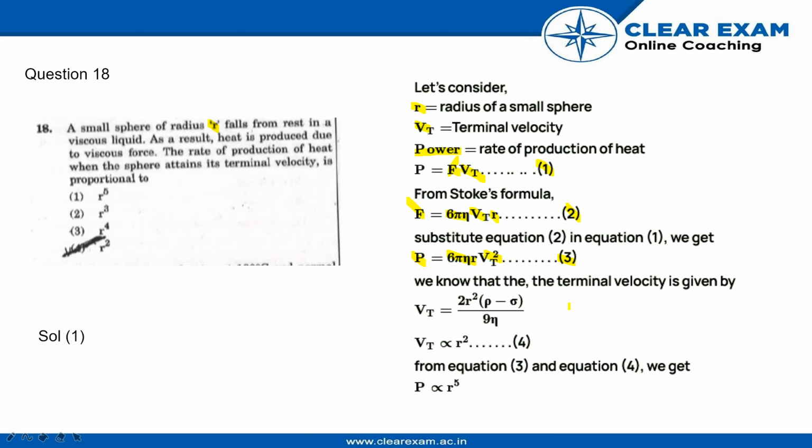Now, we know that the terminal velocity Vt is equal to 2r square into (rho minus sigma) upon 9 eta, which gives us Vt is directly proportional to r square, which is equation number 4. Now, from equation number 3 and equation number 4, we can deduce that P will be directly proportional to r to the power of 5. Therefore, the correct answer is option number 1.